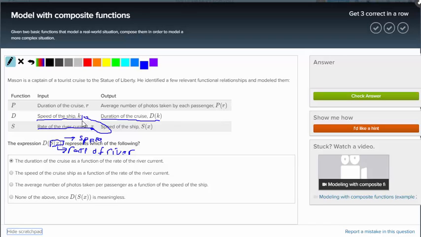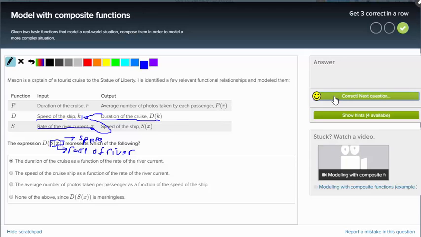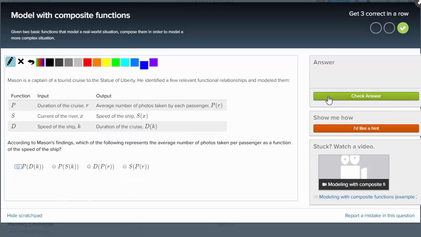So what I can do is chop out the middleman here and say that if I know the rate of the river current, I know the duration of the cruise. So duration of the cruise would be a function of the rate of the river current. Let's see if we have that. Duration of the cruise, function, rate of the river current. So it's the first one here. All right. Cool.